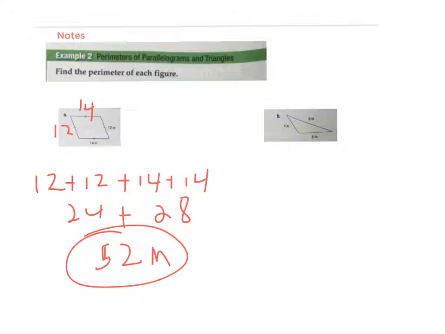Triangles are no different. You just add up 3 sides instead of 4. 6 plus 4 plus 9, which equals 19 inches. And there is my perimeter.